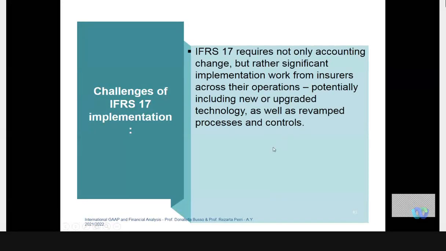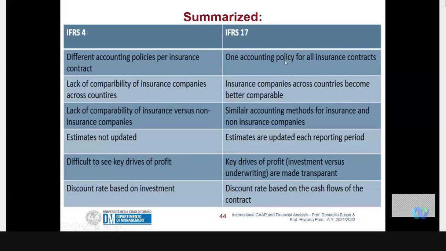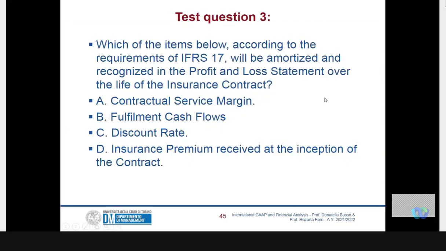Challenges, of course, we mentioned them many times, require not only accounting change, but changes in the organization of the work within the insurance companies, implementation of updated information systems, and so on. Technical expertise: many insurance companies are expected to consult outside experts because the technicality and sophistication is really high regarding this standard. This is the summarized comparison between the two standards. You can have a look for yourself.